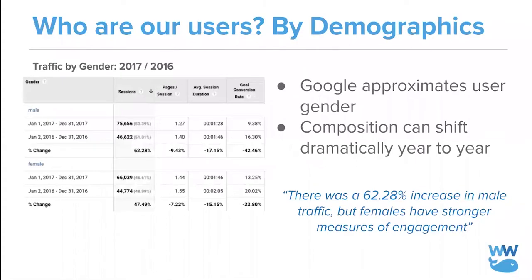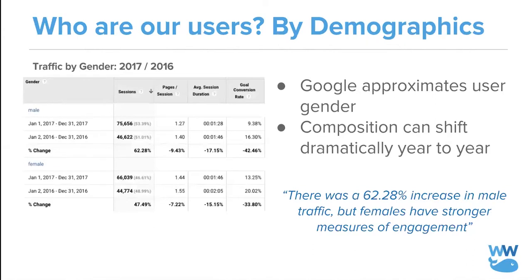So looking at who are our users more closely, again, by demographics, Laura touched on this. Google approximates user gender. So this is their best guess at who is visiting your site. And as I mentioned before, the composition of your audience could change pretty dramatically year over year. Different types of users prefer different types of channels and means of accessing sites. So if you see a certain increase in a specific channel, it may impact the overall demographics of your site in surprising ways. Again, deciding how to include both quality and quantity metrics in your insights.